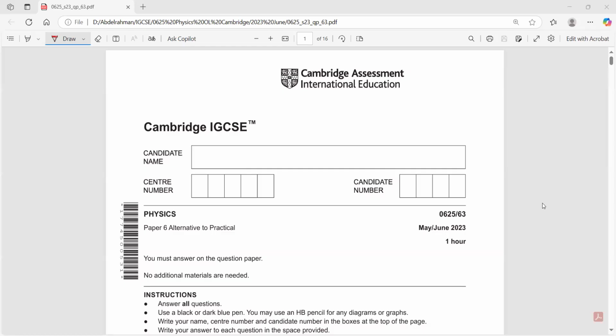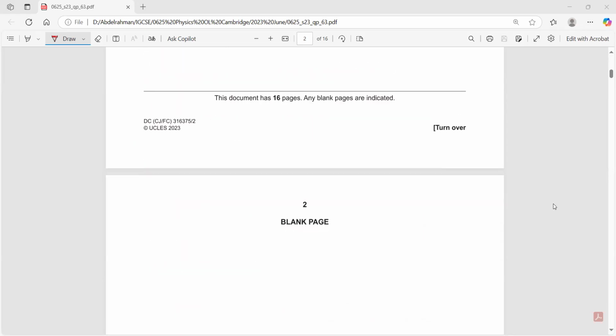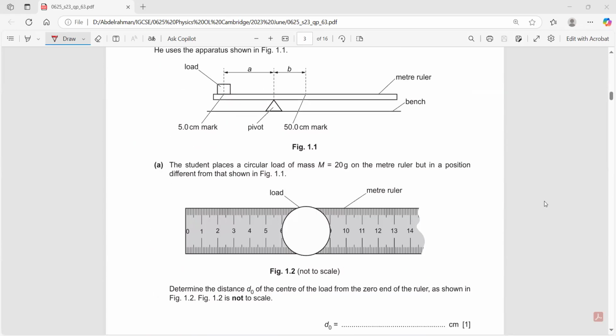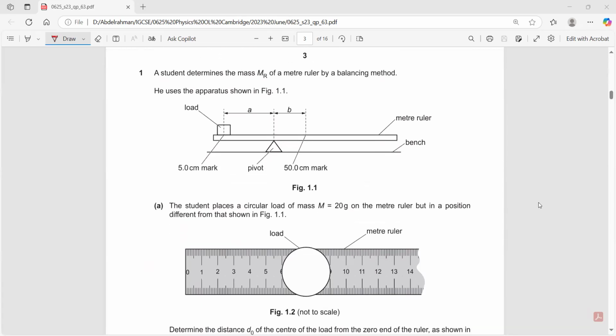Okay. May, June 2023, paper 6, variant 3. In question 1, the student determines the mass of a meter ruler by the balancing method. He uses the apparatus shown in figure 1.1.